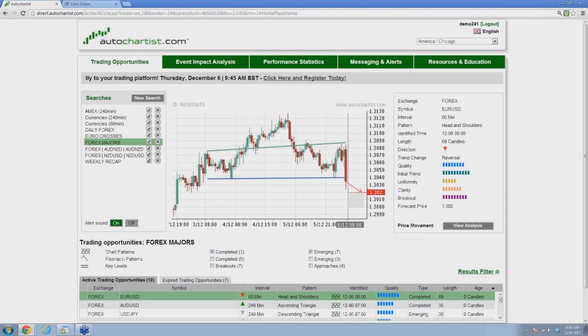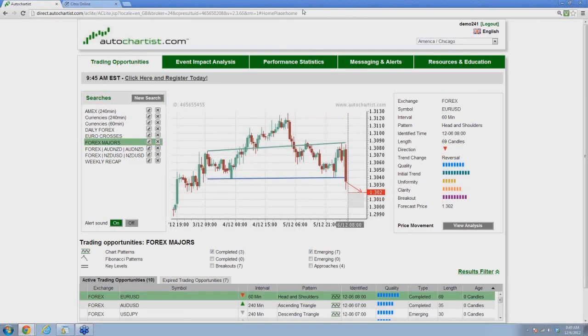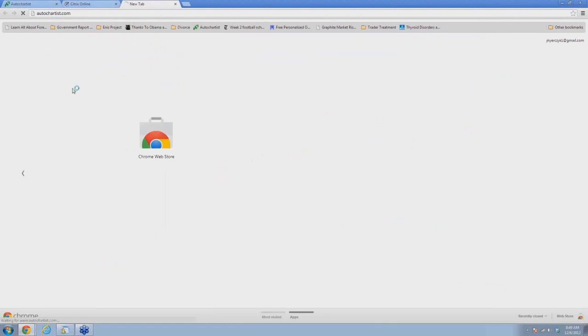Can you please inform how to check if my broker provides MT4 access? Well, I think the easiest way to do it is to go to Autochartist.com and your broker should be listed there. Then it's just a matter of clicking on that icon or just asking them.